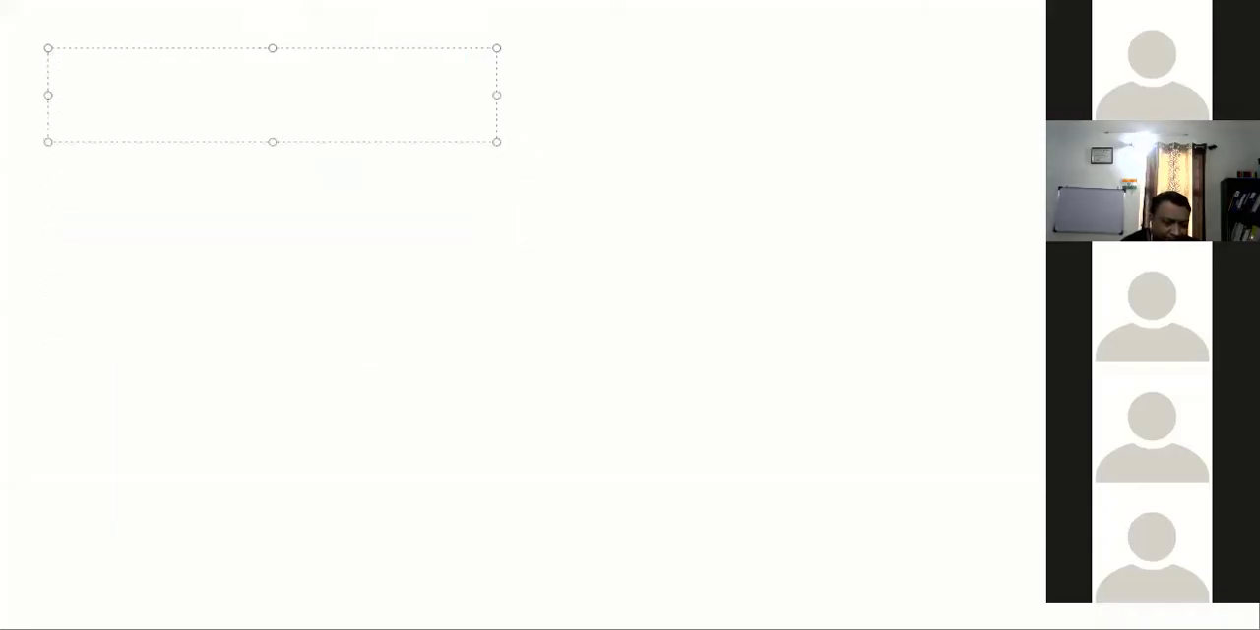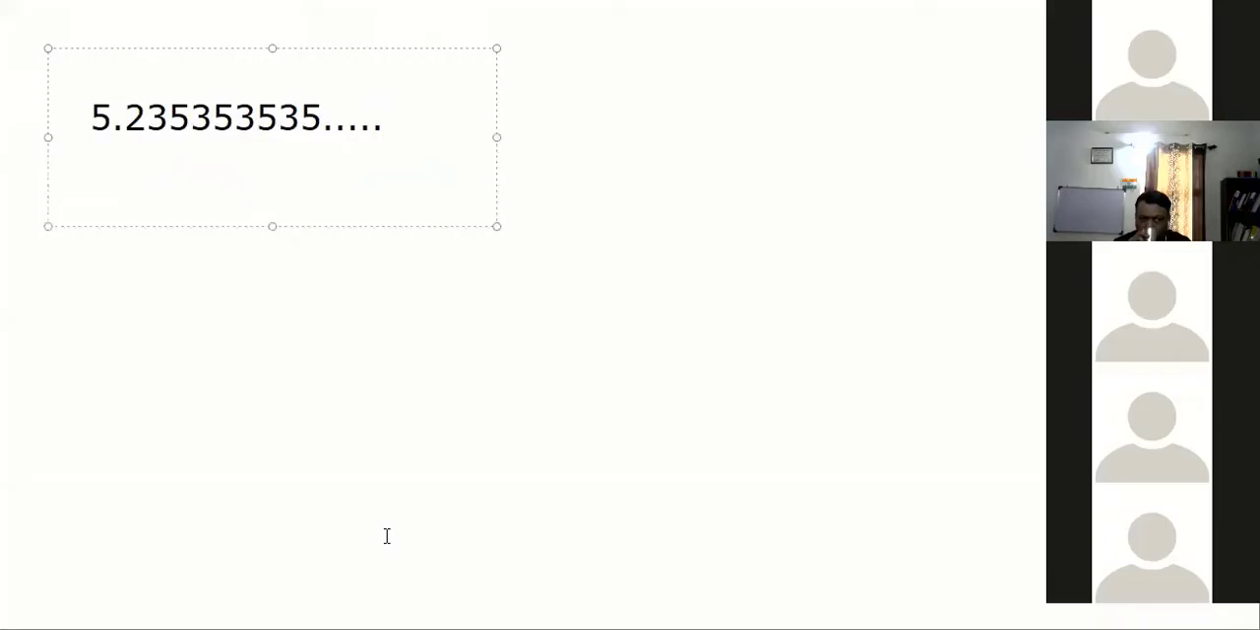Suppose I say the number is 5.2353535 dot dot dot. Now what will you do? x equals 5.2 with 35 repeating. Do we have any problem here? See the difference, guys.